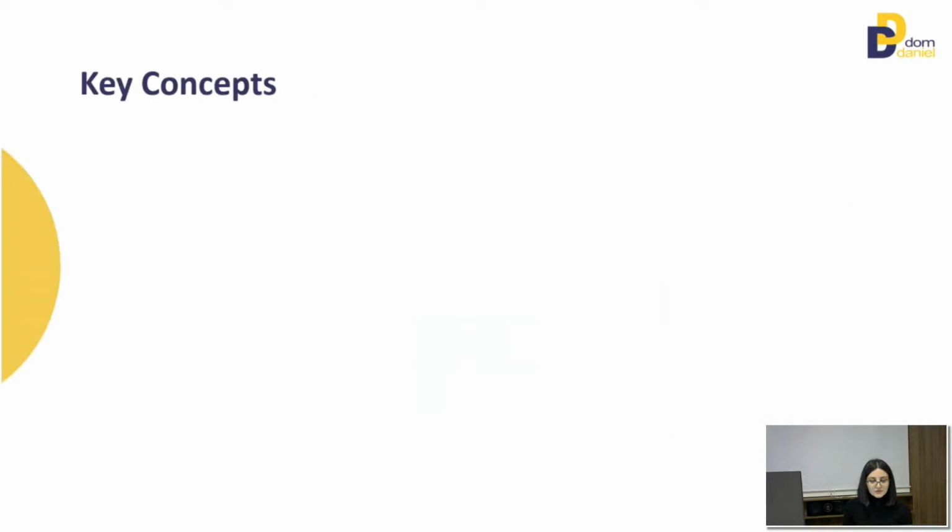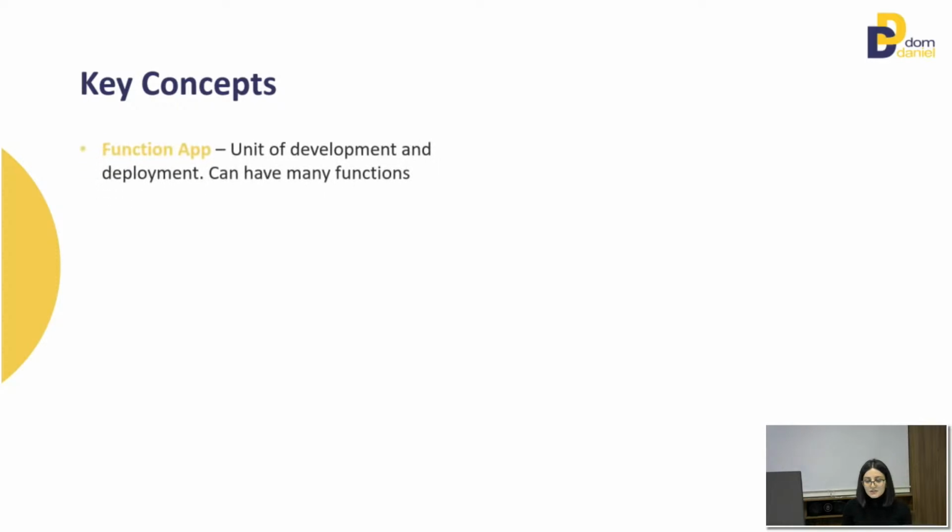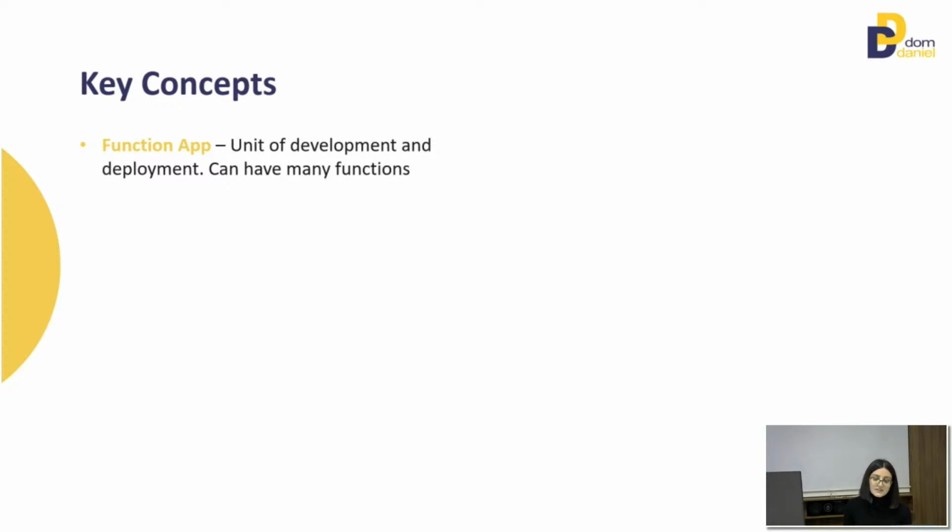Now let's go deeper into functions. A few key concepts to note when you are writing Azure Functions is that the core component is a function app. And an app is your unit of development. It is also your unit of deployment, and it is also the unit of scale. So a single app will be scaled as a unit. You can have multiple functions in your app, but your app is your primary unit of development, deployment, and scale.